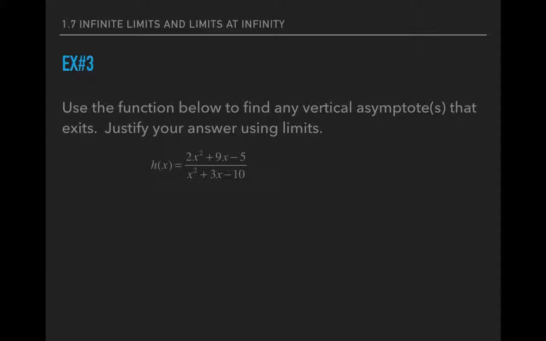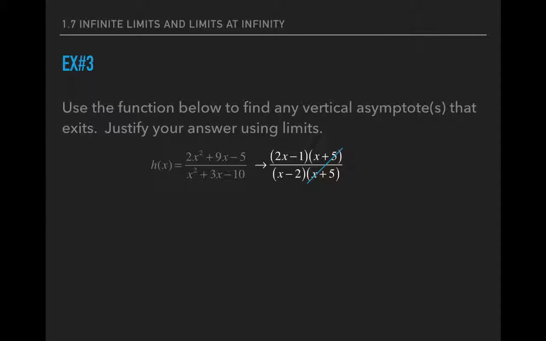Let's use these ideas in our third example. This function below, we're going to find any vertical asymptotes, and we'll justify our answers using limits. Where do vertical asymptotes occur? They occur when factors are not able to be canceled from the denominator. So first we need to factor.